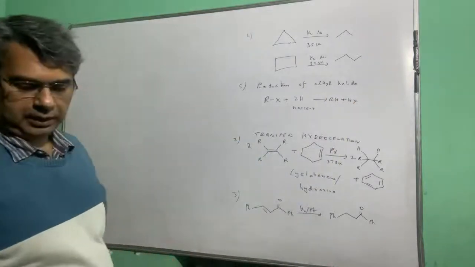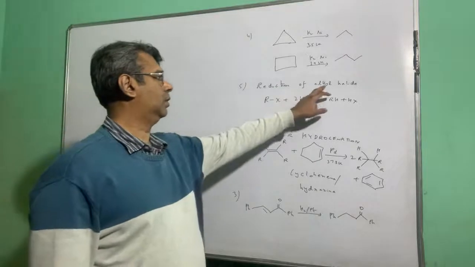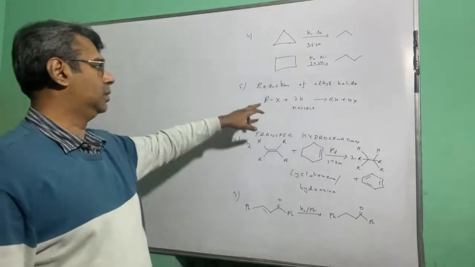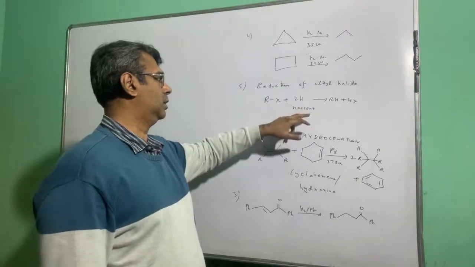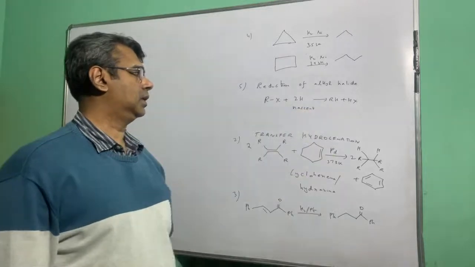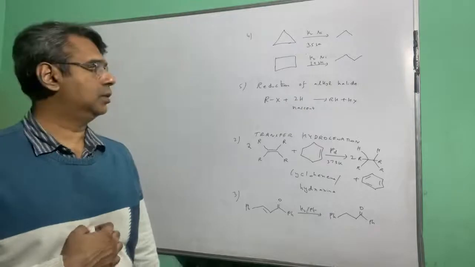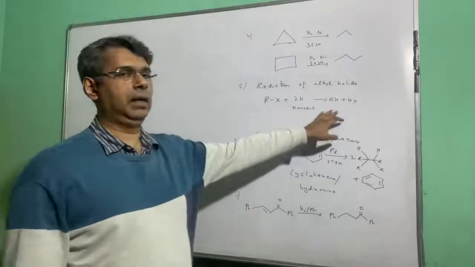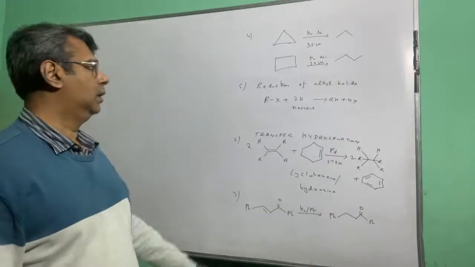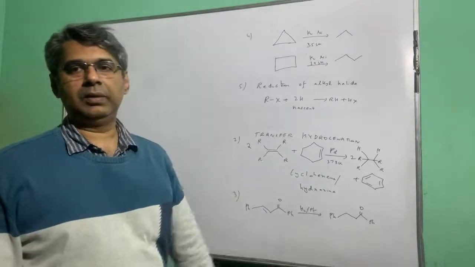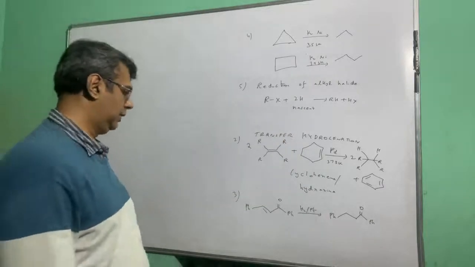Okay, the next reaction is reduction of alkyl halide. Suppose alkyl halide plus nascent hydrogen gives alkane plus HX. Nascent hydrogen is used to reduce the alkyl halide to alkane. So from where are we going to get the nascent hydrogen? That we have to see.